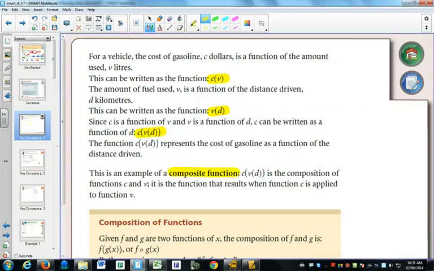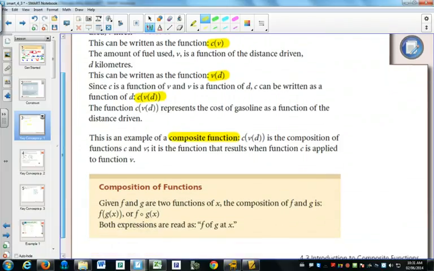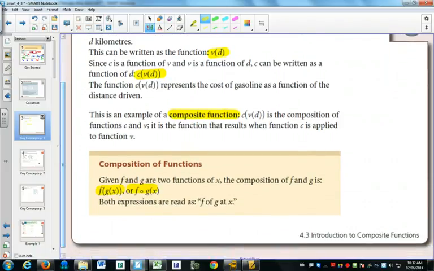And these are called composite functions. And here's the notation that I showed you already. f of g of x, or f composition g of x. So we say f of g, and sometimes they say at, and I've also heard sometimes they use the word of again. So f of g of x, or f of g at x.